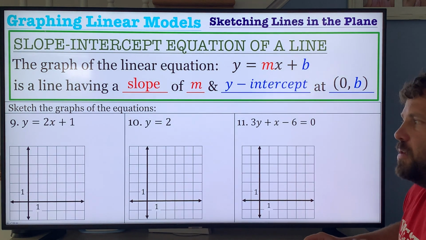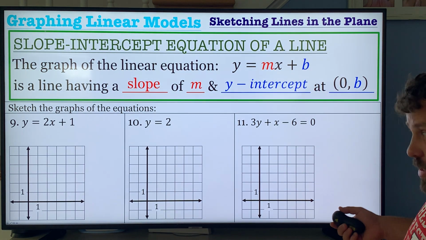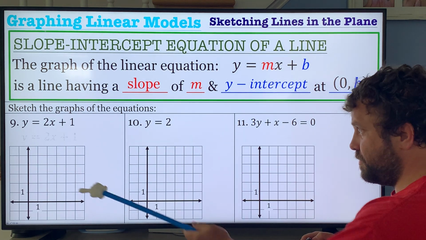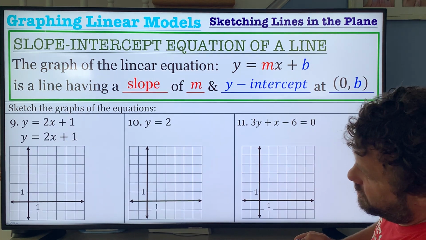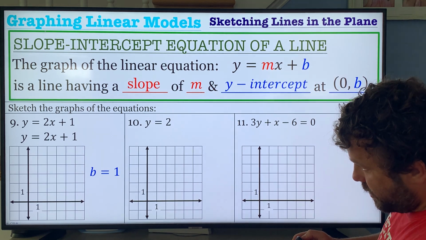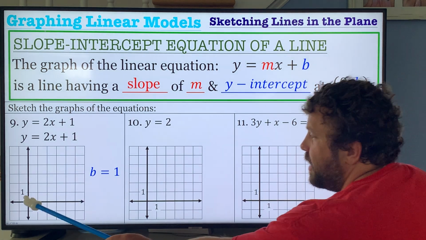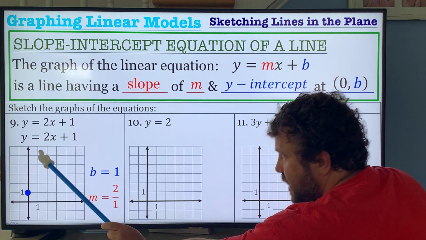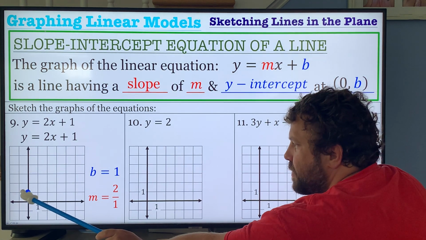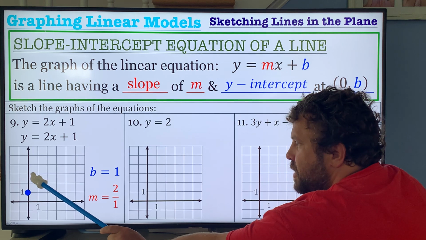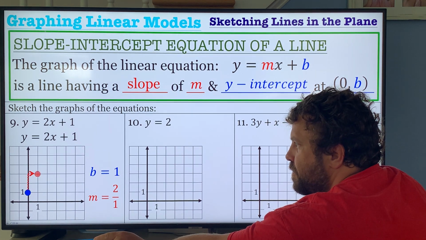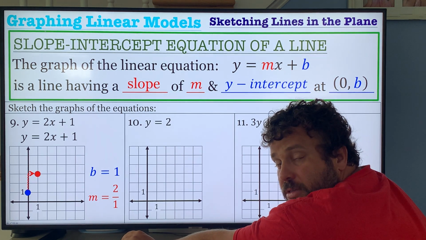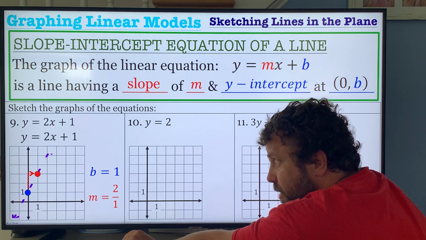So why don't you guys try these two problems? You're done? Very good. So let's look at the first one. In this case, y equals 2x plus 1, right? So your b is 1. So that means you start at this axis, you put a point at 1. Your slope is the thing next to the x. So that's 2 over 1. So from this point, I go up 2 and to the right 1. And what do I do with those 2 points? Did you say connect them? If you did, you are correct.